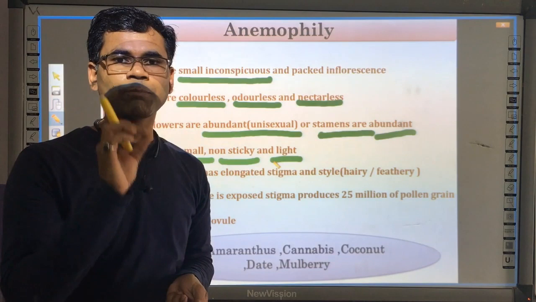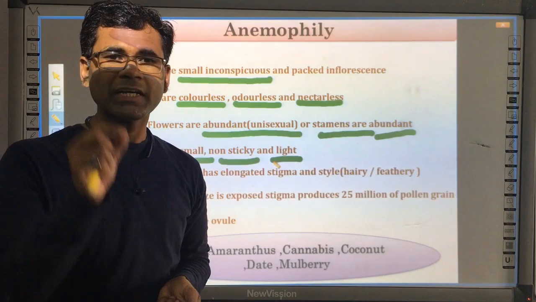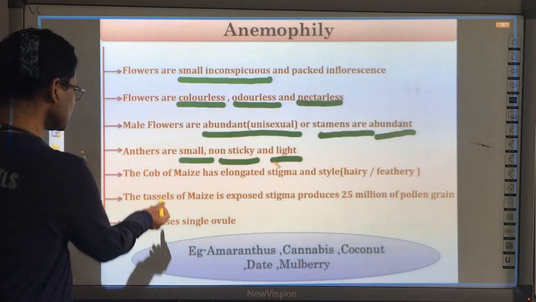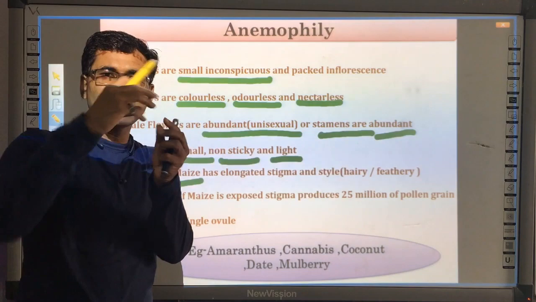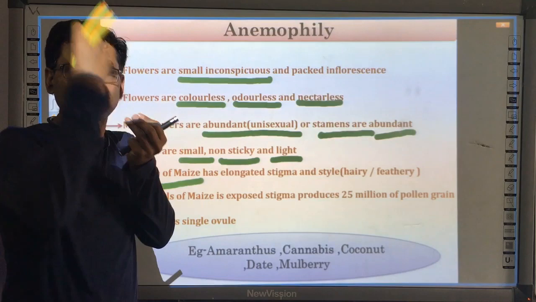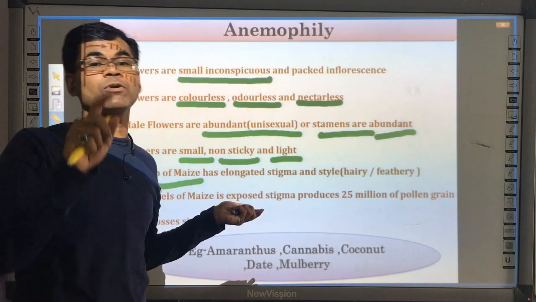That is, the pollination takes place by wind, and there are two important modifications which ensure the wind pollination. The first one is, the cob of maize has elongated stigma and style. The cob, the lower portion, you must have seen, has various hair-like projections. Okay, and those hair-like projections are nothing but the stigma and style of the female reproductive part.